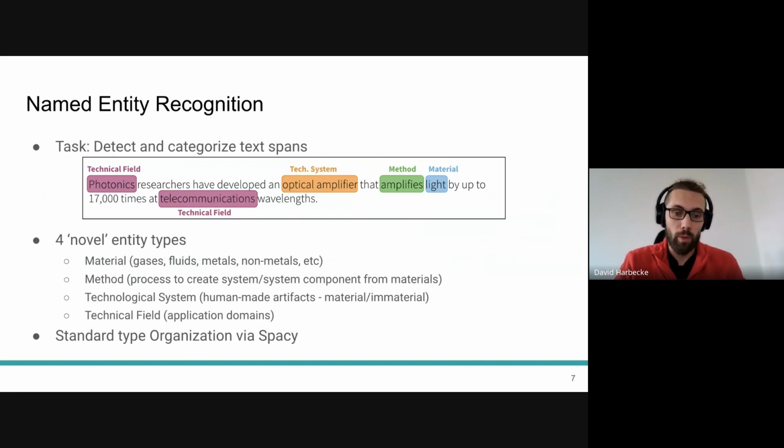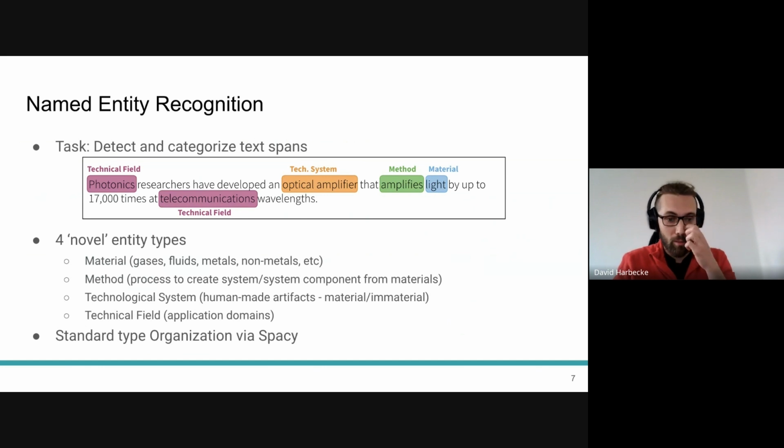So what we have in the project are documents. These documents come from different sources. I'll talk a bit about that later. What we want to do is identify technologies within these documents. The task is defined as named entity recognition, which means we want to detect spans, single word or multiple word spans in a text, and we want to classify them into different entity types.